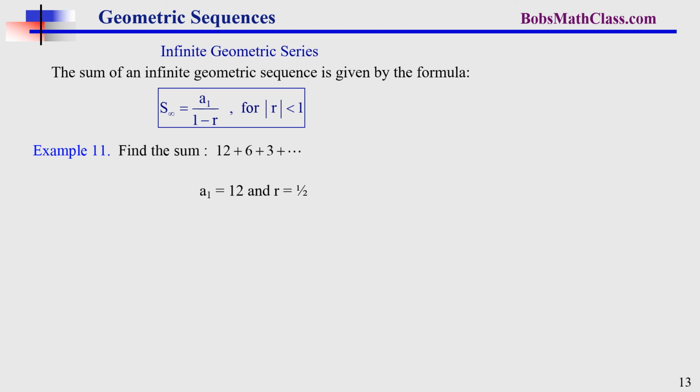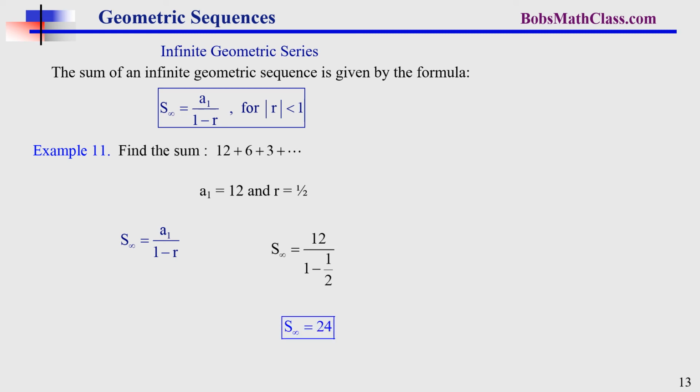So plug those numbers into the formula. That's a little infinity symbol. So it's S sub infinity. That means it goes on forever. Kind of looks like a sideways 8. So you put the a1 on top, which is 12, and the r in the denominator, which is 1/2. And you could type that into your calculator. And you should get 24.